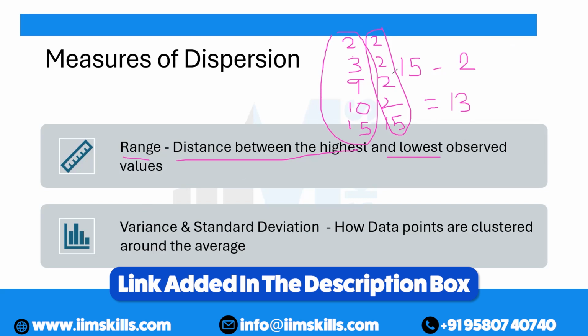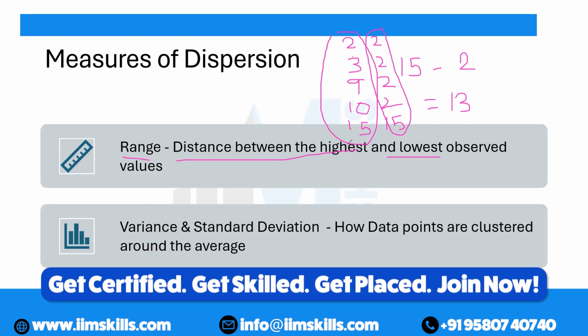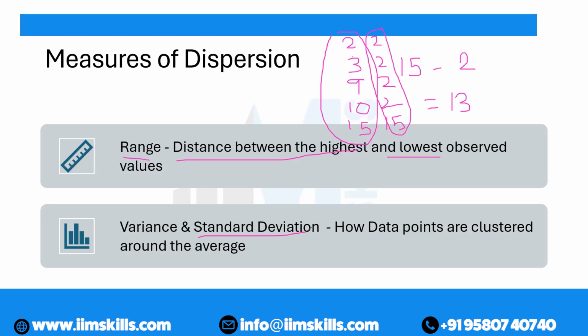For the range, you only consider the lowest value and the highest value. But for the standard deviation, each and every value is involved in the formula. Hence, the standard deviation is the most reliable method for us to understand how far your data points are distributed.